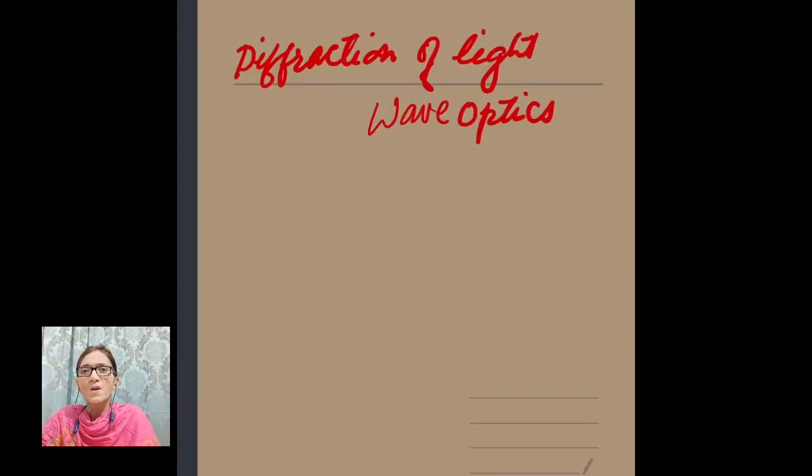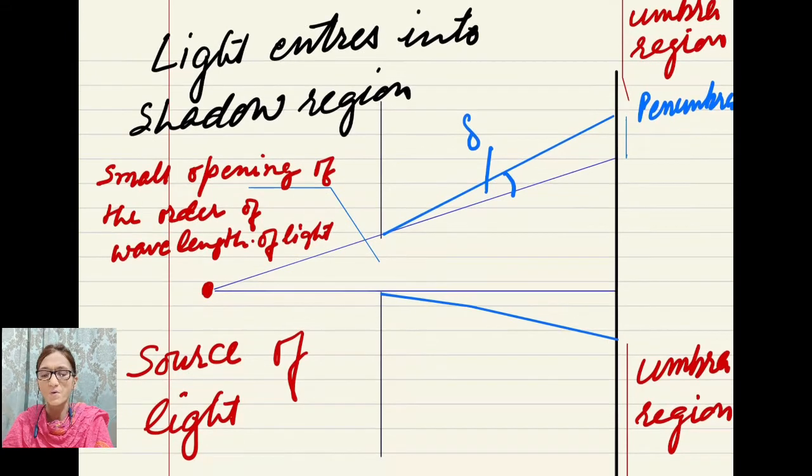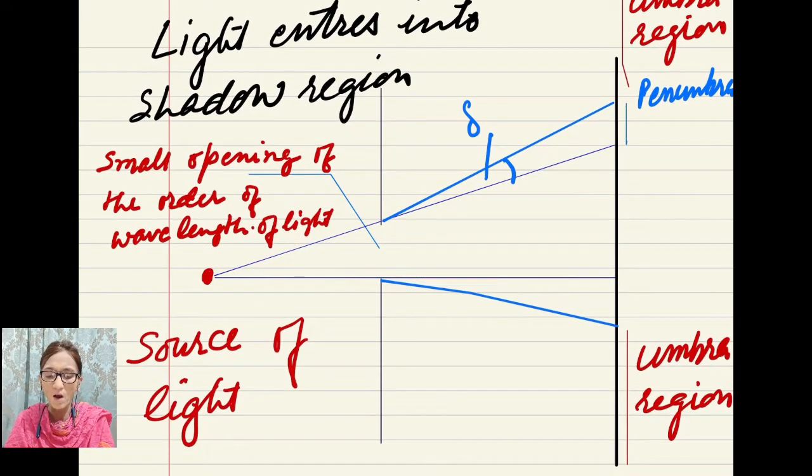Hi, today we will learn diffraction of light, a topic in wave optics. We will see how shadow region is formed. Here we have a small aperture, a small hole, which is of the order of the wavelength of light, and we know that light travels along a straight line. This is rectilinear propagation of light.